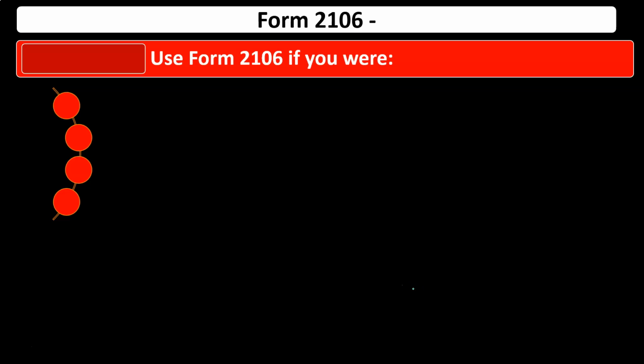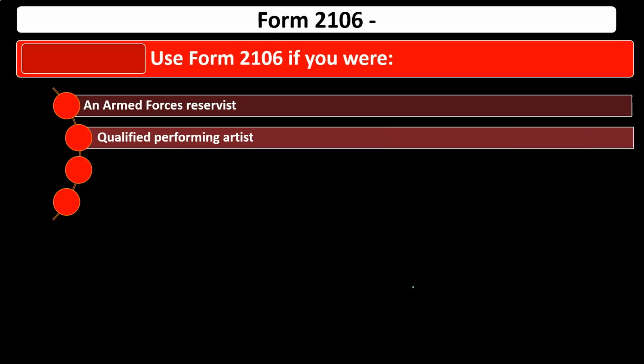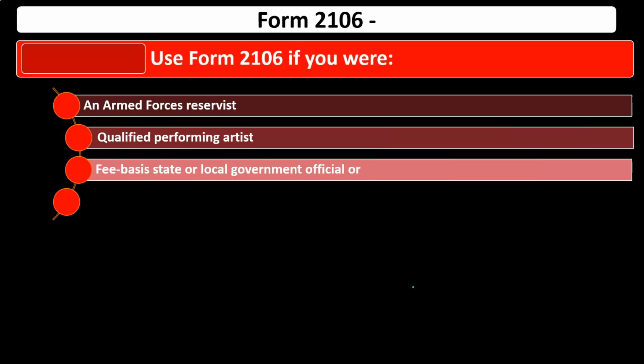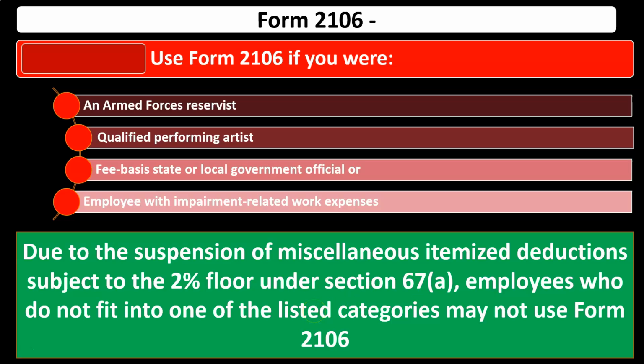Form 2106, we're going to use Form 2106 if you were an Armed Forces reservist, qualified performing artist, fee-based state or local government official, or employee with impairment-related work expenses. Due to the suspension of the miscellaneous itemized deductions subject to the 2% floor under Section 67A, employees who do not fit into one of the listed categories may not use the Form 2106. And this, again, was a change about like 2 years ago.